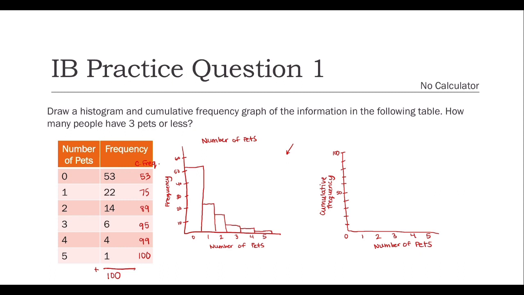So at 0, we'll be at 53, so we'll put a point there. At 1, we're at 75, so we'll put a point there. At 2, we're at 89. For 3, we're at 95. For 4, we're at 99. And then 5 is 100. So then we'll go ahead and connect those dots. And we'll add a title. So number of pets.